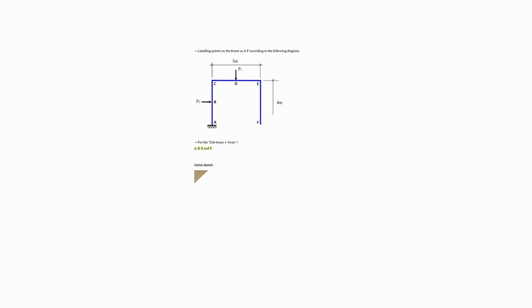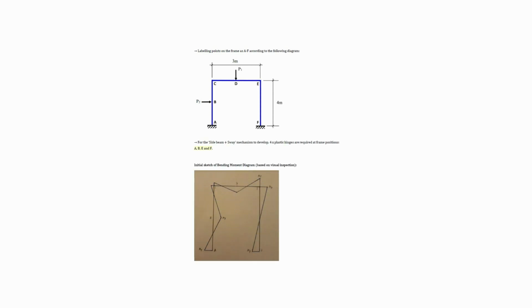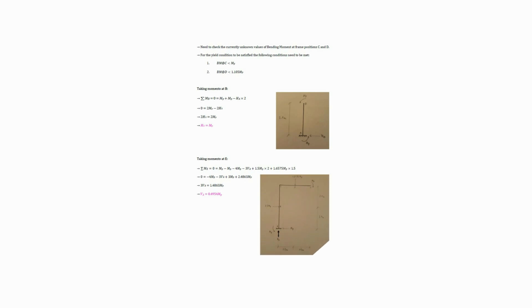D. When P1 is 1.105 times P2, the ratio of P2 to P1 is 0.905, which is greater than 0.7009. This means the plastic collapse will occur due to the side beam and sway mechanism. Yield conditions and bending moment diagrams.